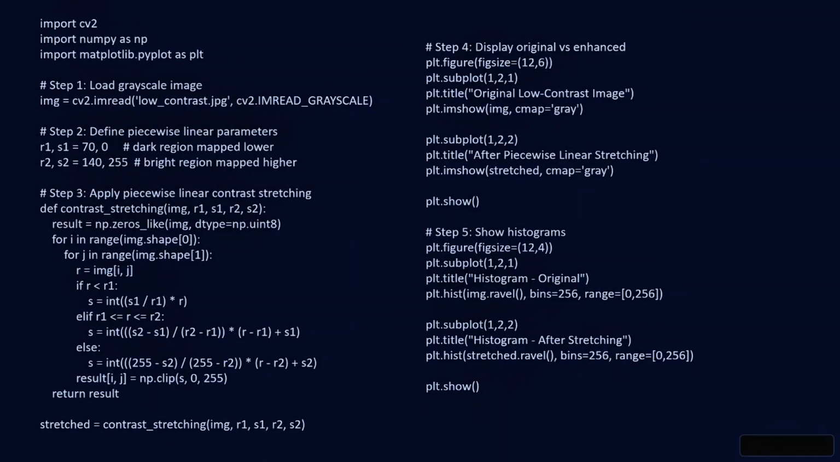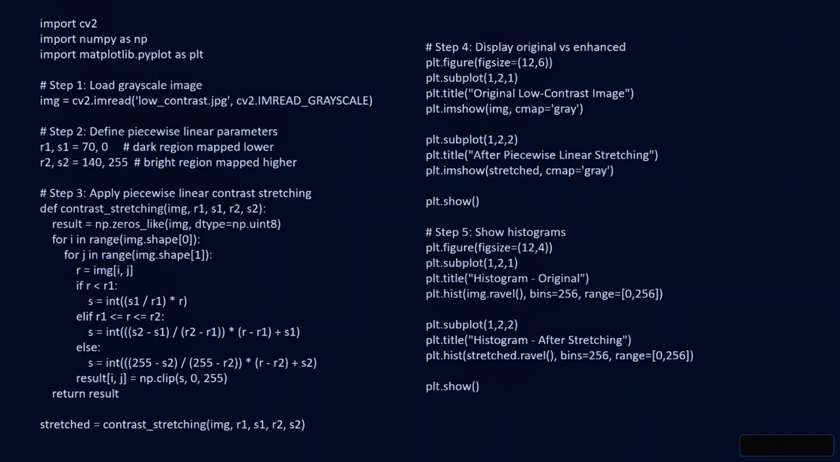The implementation of this concept was done in Python using the OpenCV library, which is widely used for image processing tasks. The grayscale image is first read using the imread function, converting it into a matrix of pixel values ranging from 0 to 255. The values are then normalized between 0 and 1 for easier computation. Next, we define the breakpoints and slope values for each segment of the piecewise function. Using these parameters, the program maps every pixel through the appropriate equation to generate the new intensity values.